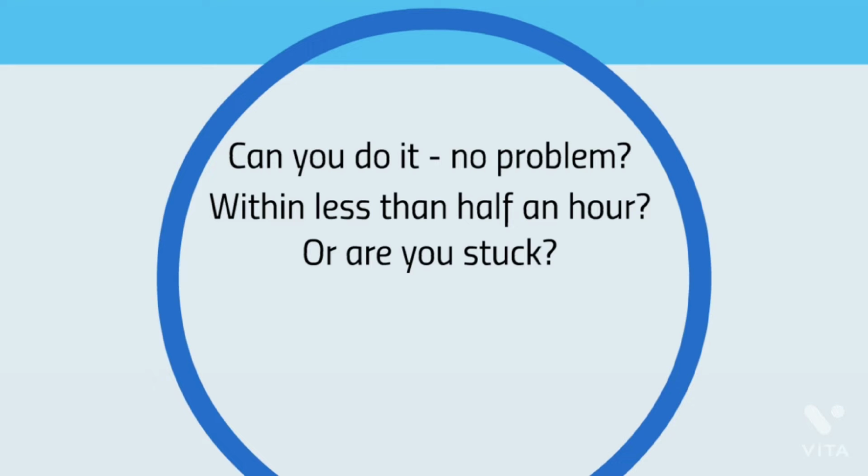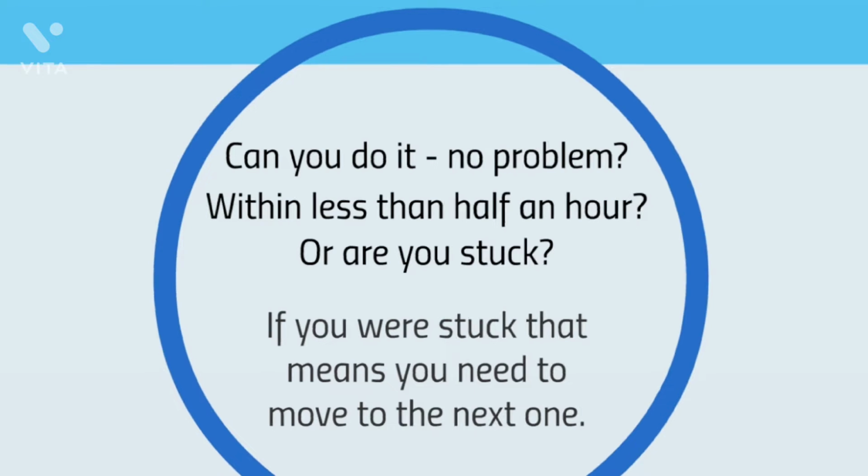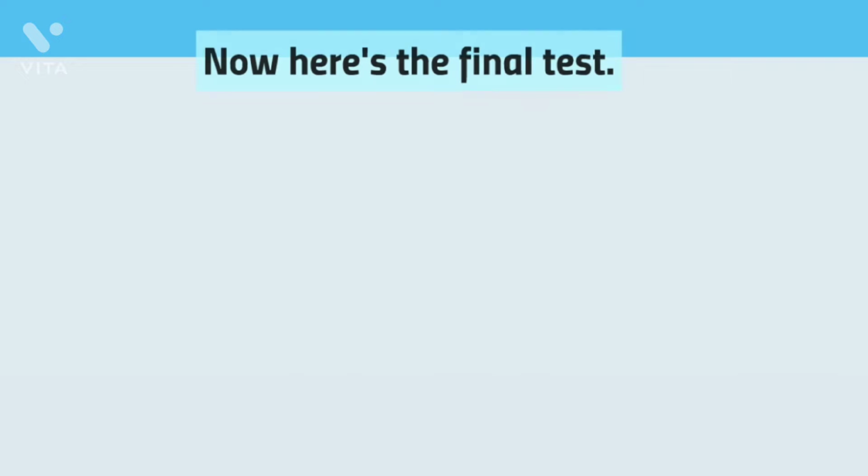Now, are you stuck? Let's say you tried it and you weren't able to think of anything. If you're stuck, then that kind of means that you need to move on to the next one. So look back on the list of pains and hobbies, pick another one and go through the cycle again until you find one that works.